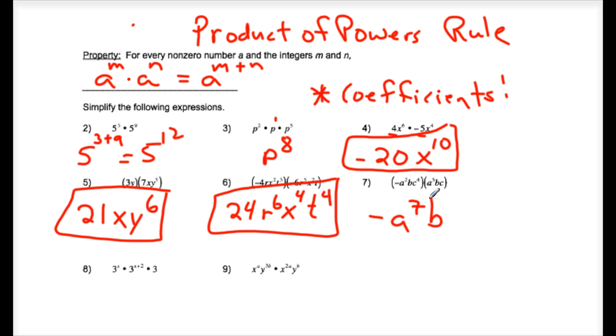b to the what power? B squared, or to the 2nd power. I don't care how you say it. And c to the 5th power. Dude, you were the man. Hey, Jack, why is it negative? Can you explain it? Because it's negative a times a.